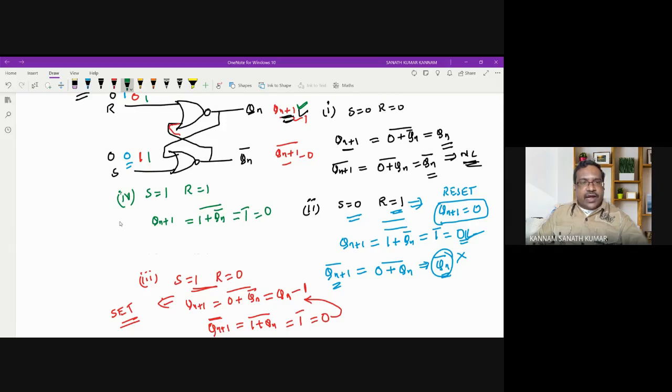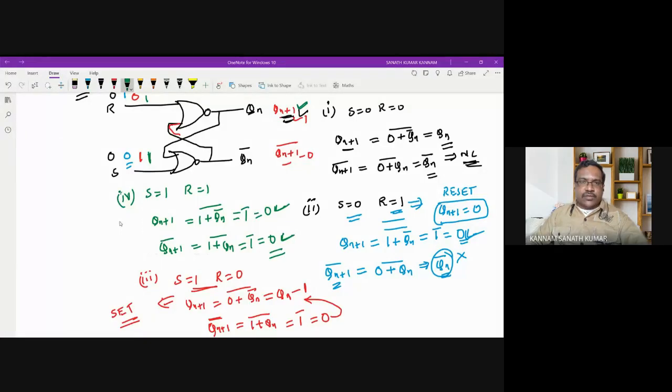Next, if I look at Qn plus 1 bar, how much is it? 1 plus, so 1 is the input for S, and the other input is Qn. So it is 1 plus Qn whole bar. 1 plus something is 1, and 1 bar equals 0. So in this case, the next state Qn plus 1 is 0, and Qn plus 1 bar is also 0.